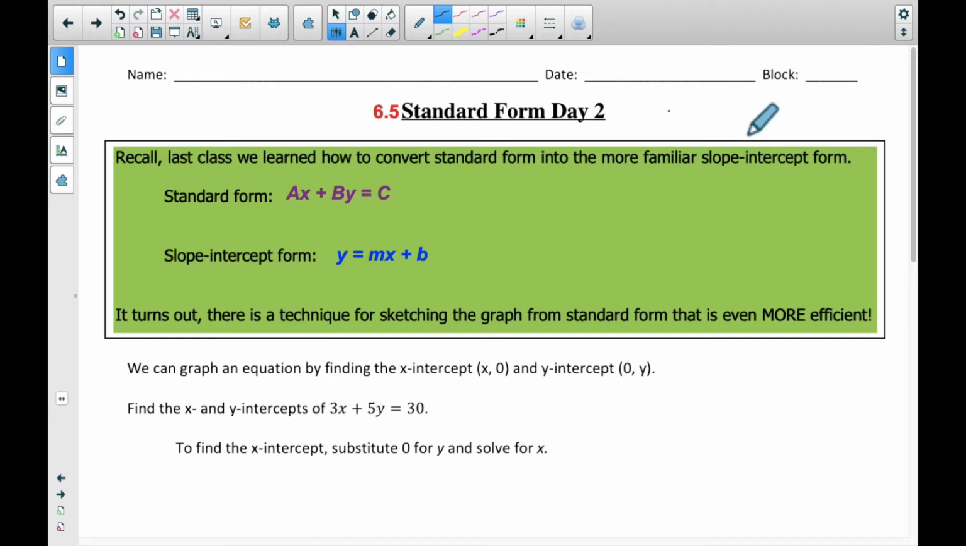Hi everybody. In this video today we're going to be talking about standard form a little bit more, and also doing some graphing from standard form. So remember that we have standard form, which is ax plus by equals c, and slope intercept form, which is y equals mx plus b. Before, we were converting over to y equals mx plus b and graphing from there, but actually graphing from ax plus by equals c is pretty easy and works a lot of times. So we're going to talk about how to graph that.